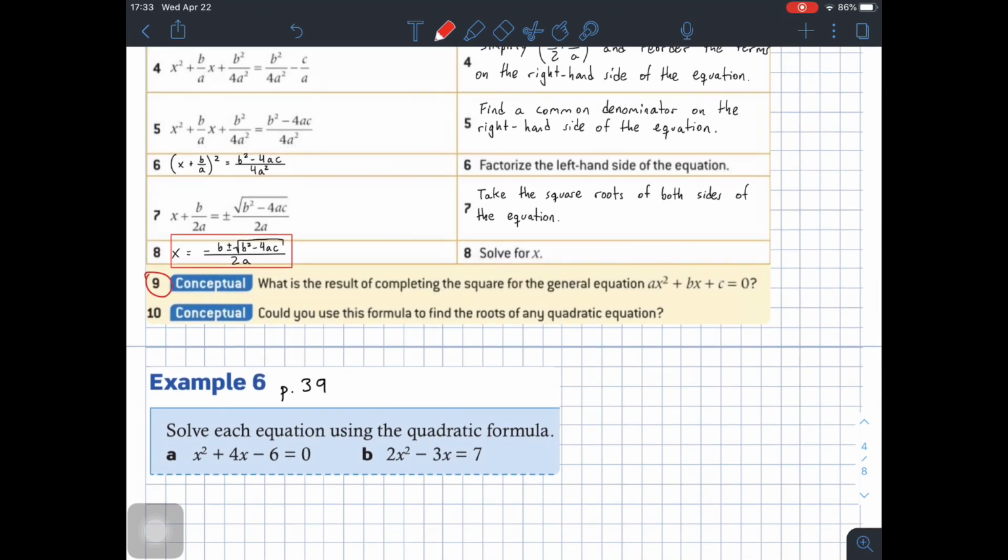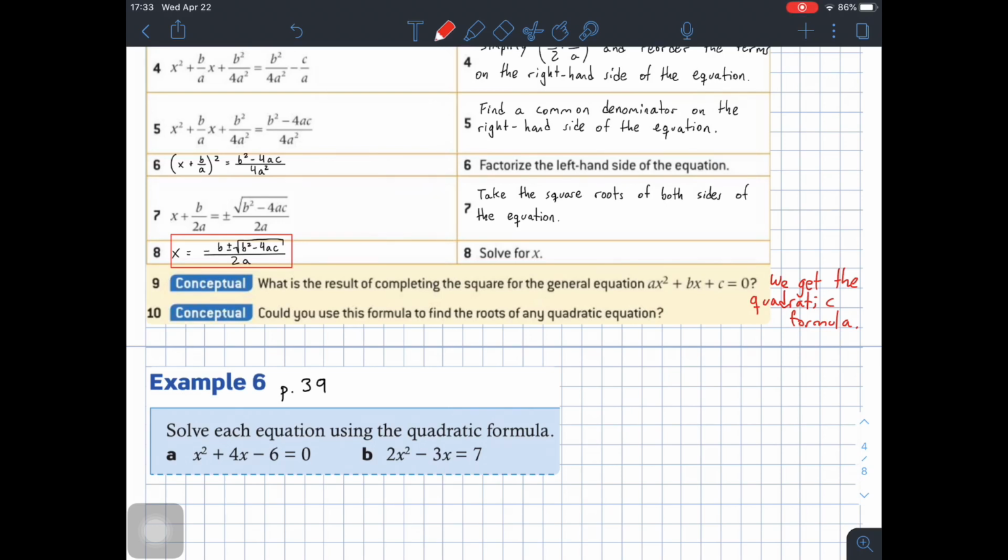Okay, so question 9 says, what is the result of completing the square for the general equation that we get? The result is we get the quadratic formula, right? And then 10 says, could you use this formula to find roots of any quadratic equation?